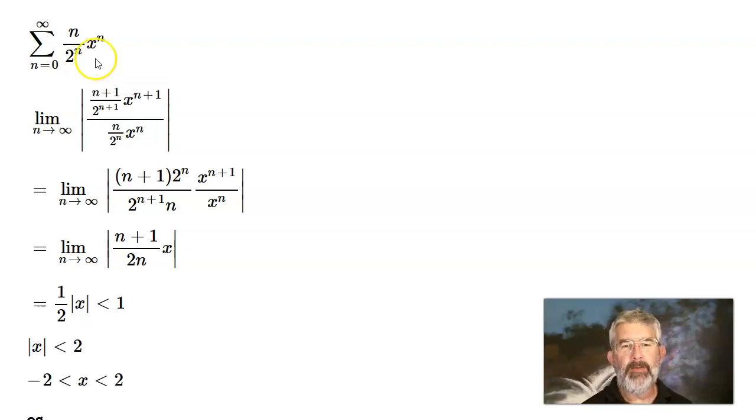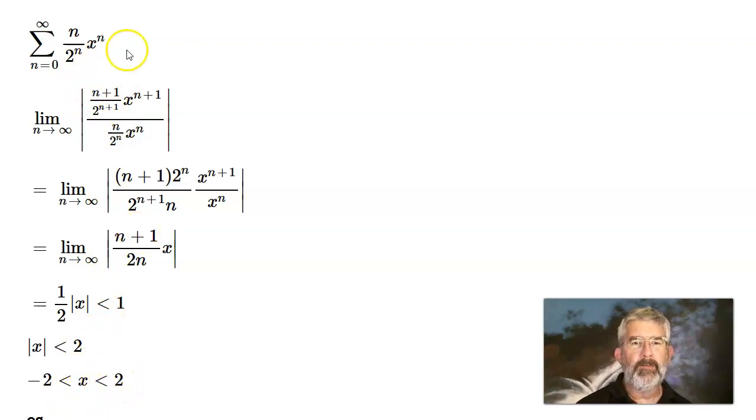Any value of x inside of that interval, when you plug it in for x and add up that infinite sum, you'll get a finite number. Any value of x outside of that interval, not on the endpoints, but further outside than that, then you will get infinity, or you get something that doesn't converge anyway. On the endpoints, let's take a quick look.